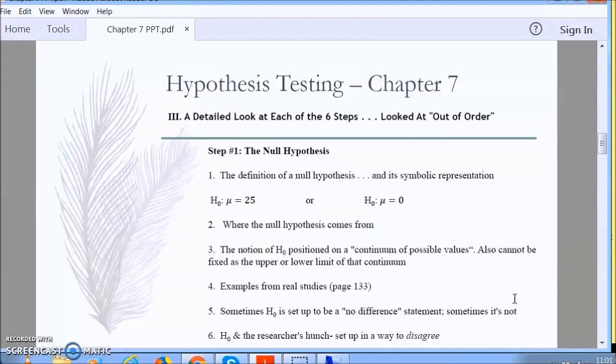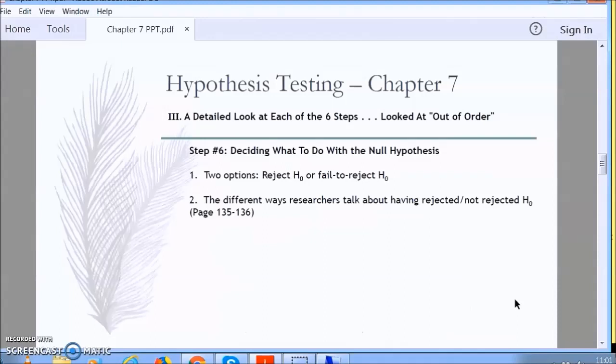All right, let's look at the next step, which is step 6. So we talked about step 1. Now we're going to talk about step 6, because we just talked about rejecting the null hypothesis or failing to reject the null hypothesis.